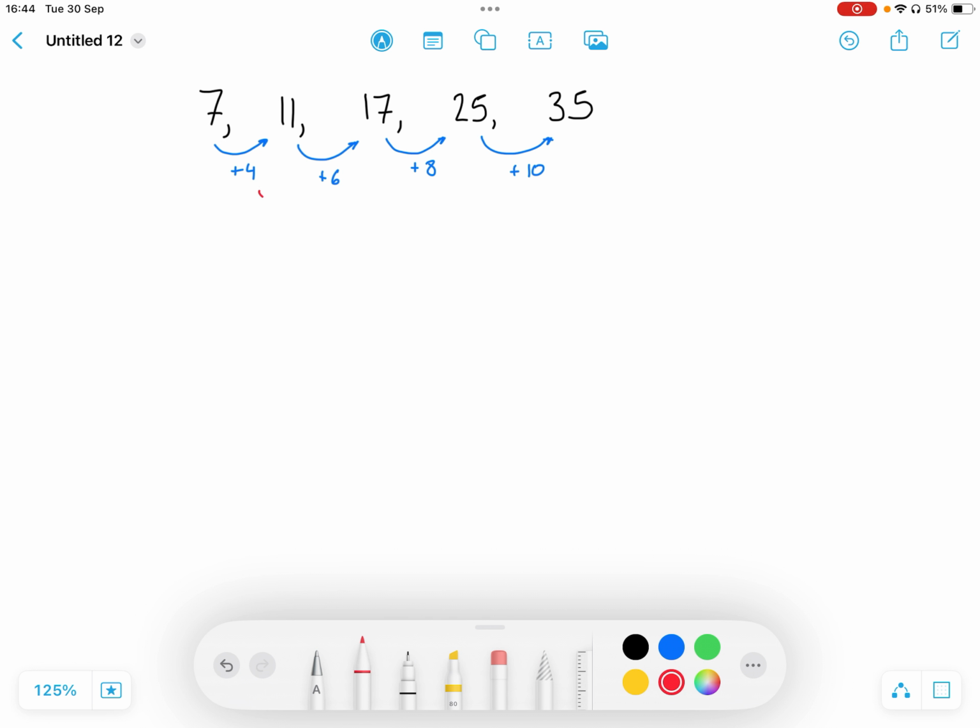So from 4 to get to 6, I'm adding 2. From 6 to get to 8, I'm adding 2. From 8 to get to 10, I'm adding 2. Boom. So we have got 2, 2, and 2. Our secondary differences are the same.